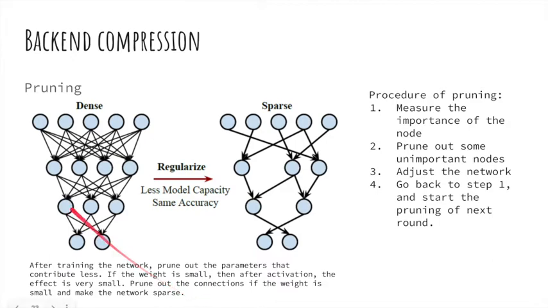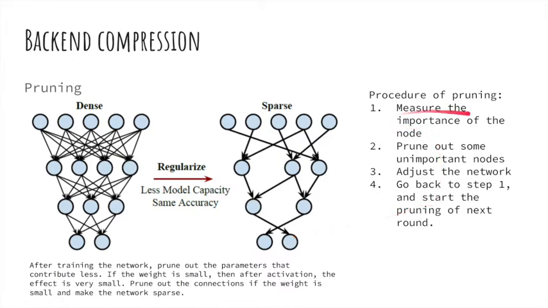Like this network, it was fully connected, then I noticed that those two neurons are actually redundant, so I prune out those two neurons and the corresponding connections. This is the main idea of pruning, and the procedure of pruning is here.